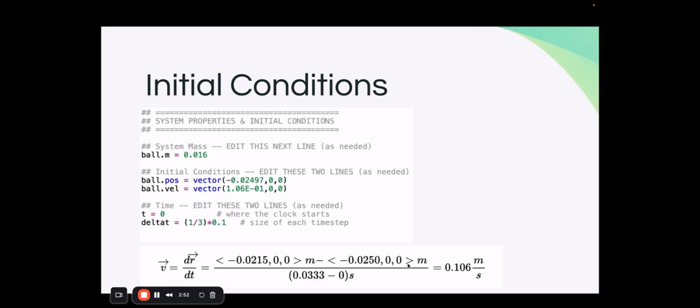For my initial conditions, I measured the expo marker's mass to be 0.016 kilograms. I used my tracker data to find the initial position of the expo marker in my video, and I used the equation where velocity is equal to the change in position over the change in time to determine my initial velocity. I took the first two data points in my tracker data for the calculation shown. Lastly, I initialized my time to start at 0 and be incremented in steps of 0.0333 seconds, since this was the time increment used in my tracker data as well.